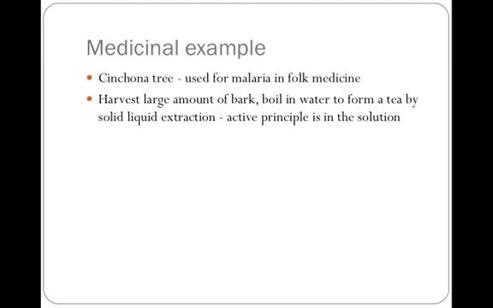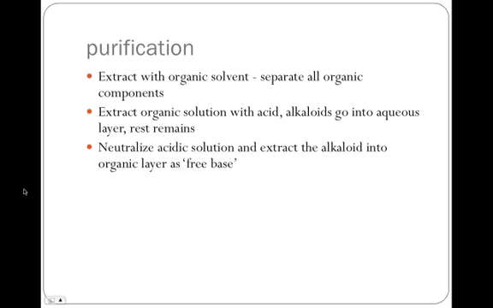In order to find the active ingredient, what one could do is harvest a large amount of bark, boil that in water to form a sort of tea by what we now would call a solid liquid extraction. The active principle is going to be in the solution. For purification, you extract with an organic solvent. That separates all organic components.